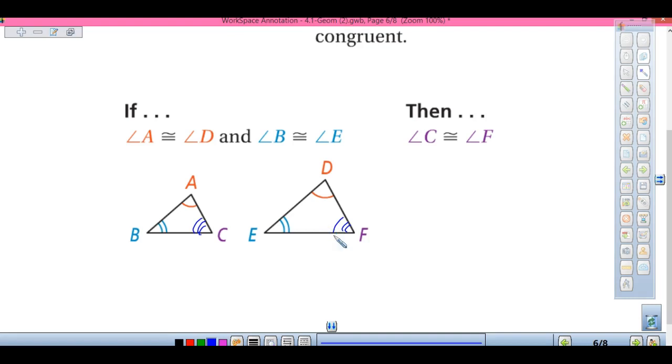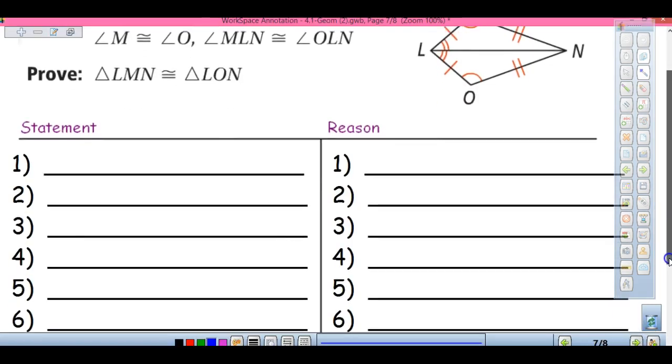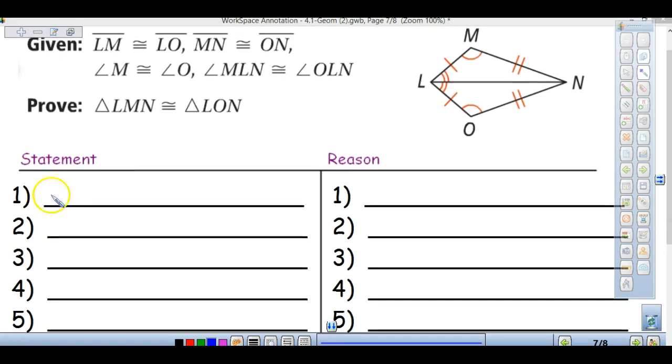Okay? So if you've got two angles of a triangle, you also have the third angle that is congruent. All right. You always start with what? The given. So we can fill in 4 of them right away.